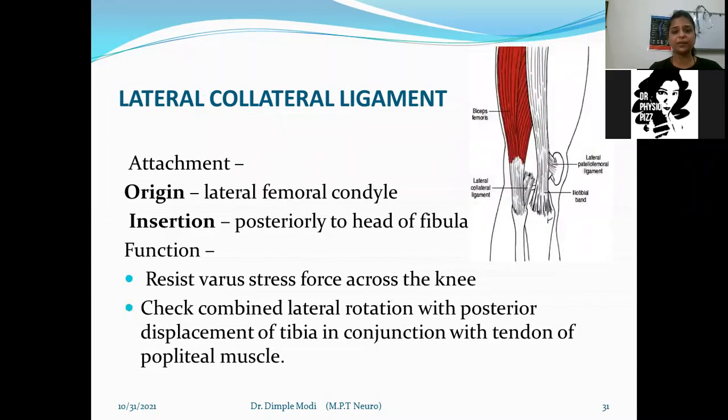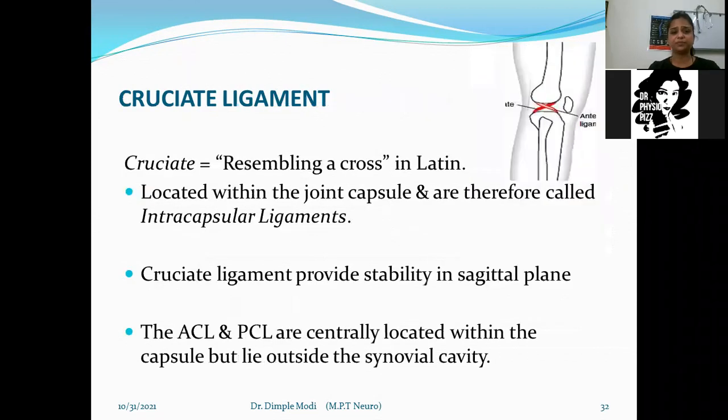Lateral collateral ligament starts from the lateral femoral condyle and attaches posterior to the head of the fibula. It resists the varus stresses. According to the position, you can understand how it functions. So it helps in the resistance of the varus stress. Combined with lateral rotation with posterior displacement of the tibia in conjunction with the tendon of the popliteus muscle, it also checks the lateral rotation.